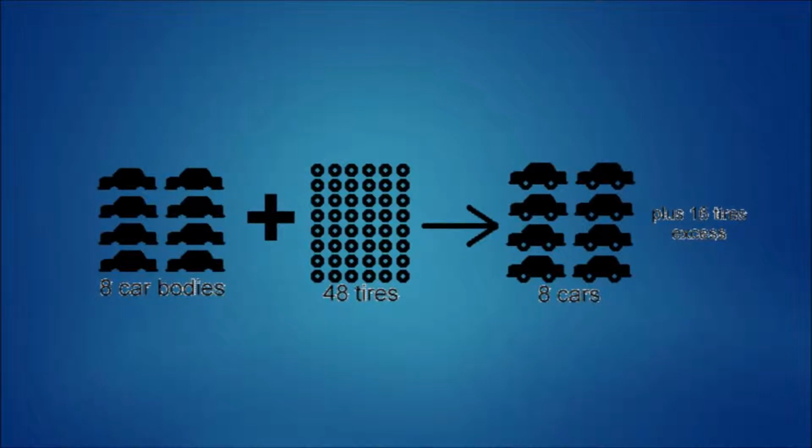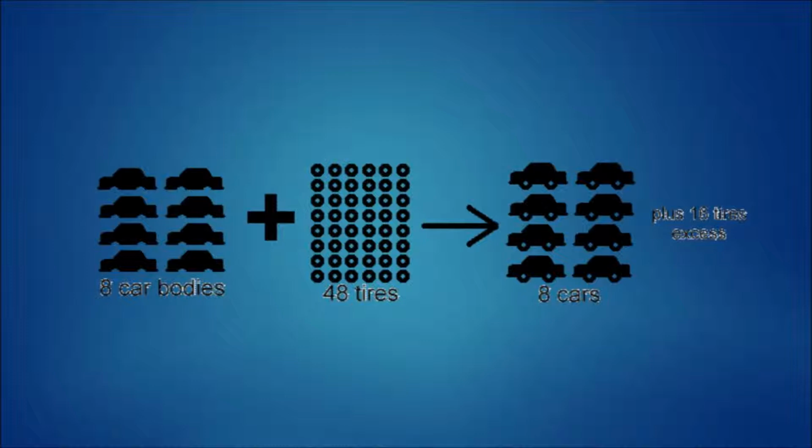Okay, so before we jump right in, let's start with a small problem that's going to represent what we'll be doing next. Imagine that we have 8 car bodies and 48 tires. How many complete cars could we make? Well, each car needs 4 tires, so 4 tires times the 8 cars we need to make means we'll need 32 tires. Which means we can successfully make all 8 cars, but we're going to be left with 16 extra tires. This is a simplified example of limiting reactants and excess reactants.